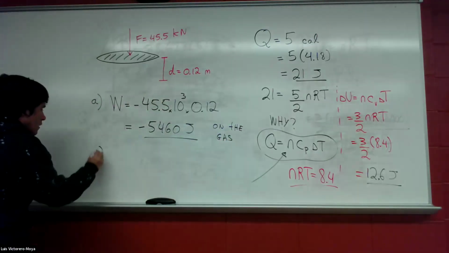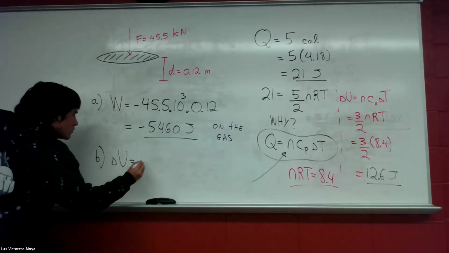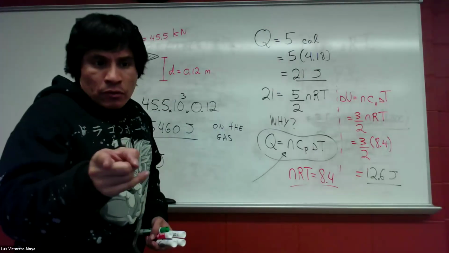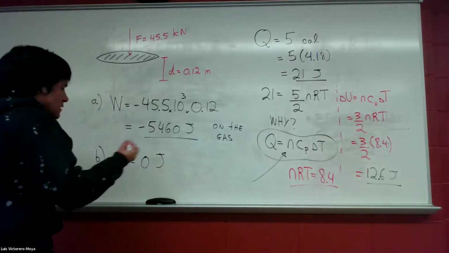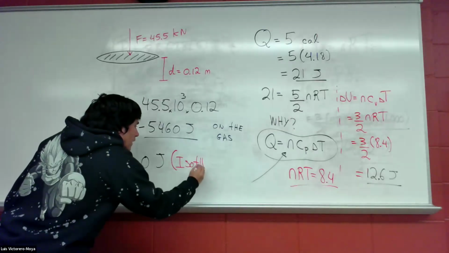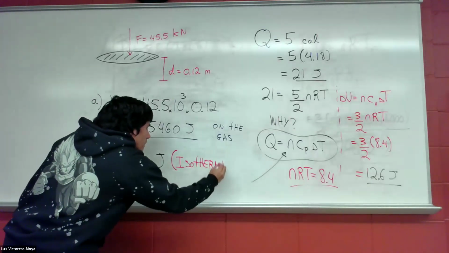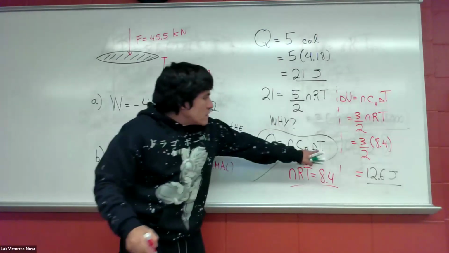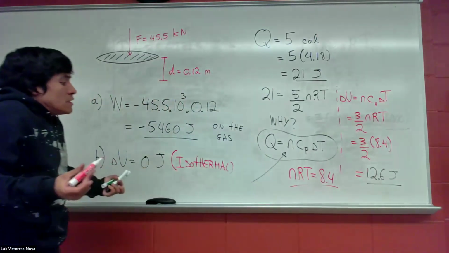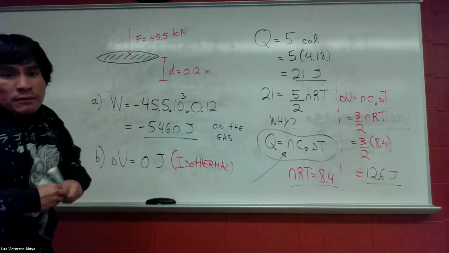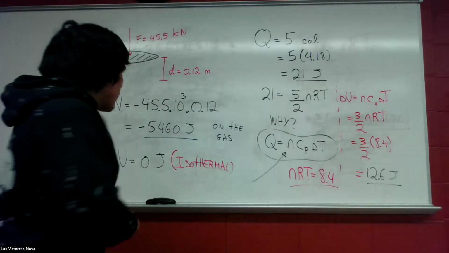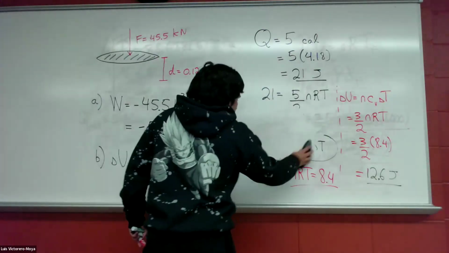Directly, guys. Delta U is equal to 0 joules. Why? Because the temperature in that problem is constant. So this is an isothermal process. And the change in internal energy always depends on the delta T. So if you don't have a change in temperature, you don't have a change in internal energy. So then part C, find the thermal energy exchange. Then you just use the first law of thermodynamics.